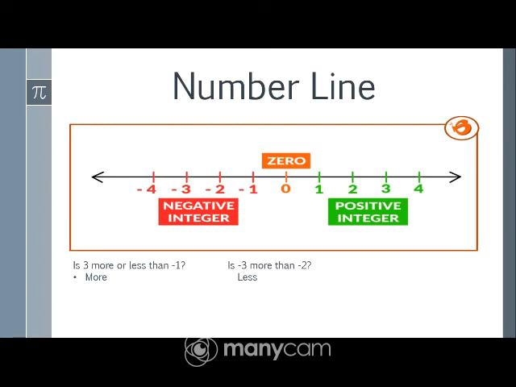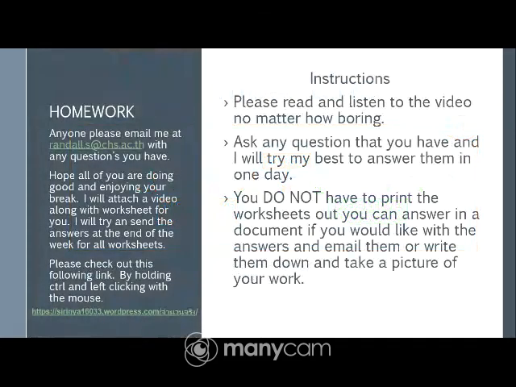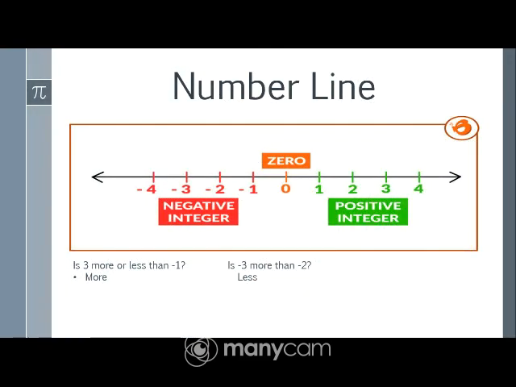All right, so is 3 more or less than -2? Anyone? It is more since it's on the right of the 0. Is -3 more or less than -2? It is a bigger number, but look where it is to the 0. -3 is on the other side of the 0, so it is less than -2. Less than -2.